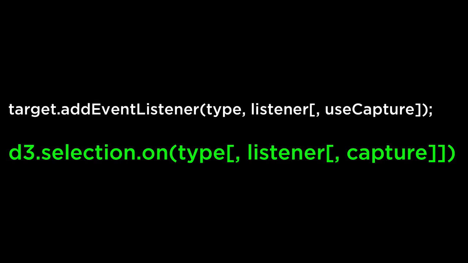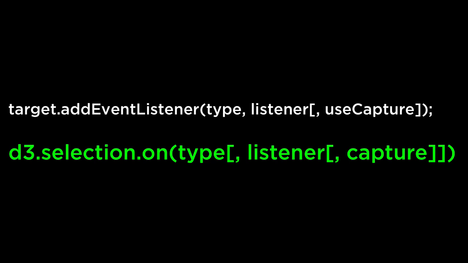Now that we have covered how to add an event listener to an HTML element using DOM Level 2 event listeners with JavaScript, let's cover how we can do the same thing with D3. The D3 selection.on method adds an event listener to each element in the current selection. So we can use select for a one-element selection or selectAll for a multi-element selection.